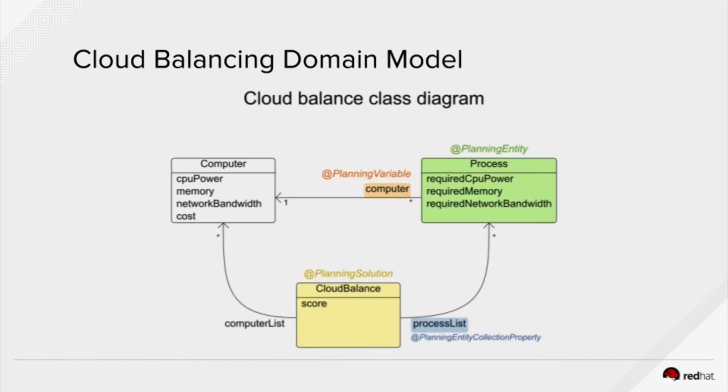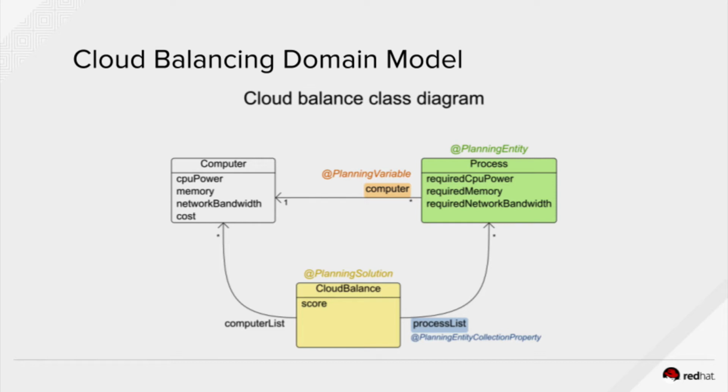Based on this information, we can now build a domain model. OptaPlanner is written in Java, and the domain model can be built using simple Java POJOs. In this case, we've got three classes that we need to define, as is depicted on this picture. First of all, we need to define the planning entity. The planning entity in OptaPlanner is the entity that OptaPlanner can play with. In this case, it is the process, because we need to assign the process to a certain computer.